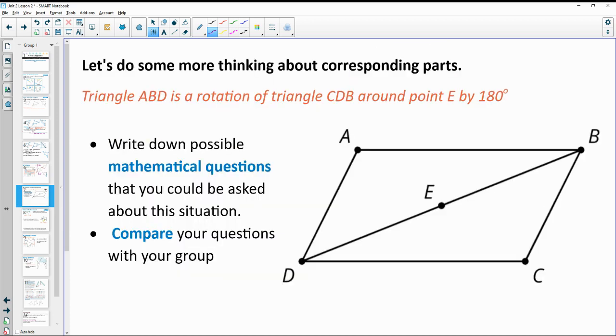All right, so let's do some more thinking about these corresponding parts. So in this one, it says triangle ABD is a rotation of triangle CDB by 180 degrees around point E. So write down a couple possible mathematical questions that you think could be asked about this picture, and then compare it with some of your partners or some of your classmates. So pause the video, write down a couple questions, or just discuss a couple questions that we could ask about this figure, and then come back to the video.